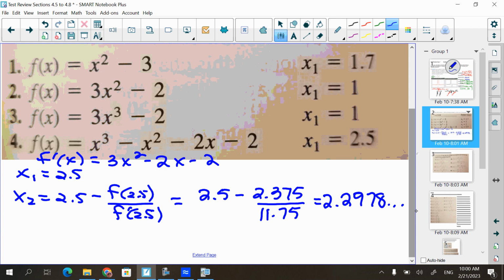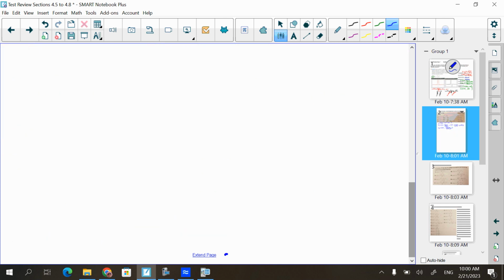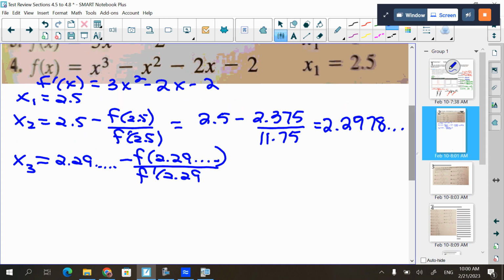So then we get to the final step of this, which is x sub 3. Which is that number, 2.29, and so on, minus f of 2.29, and so on, over f prime of 2.29, and so on.